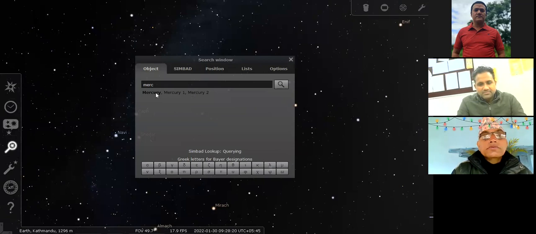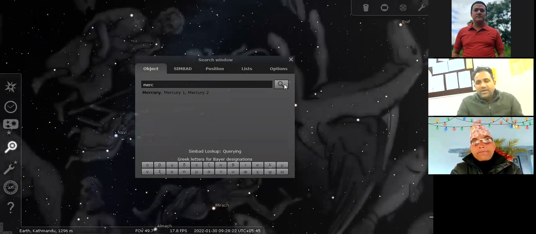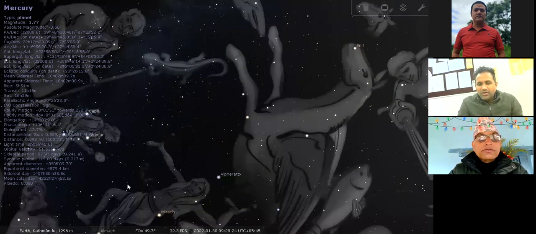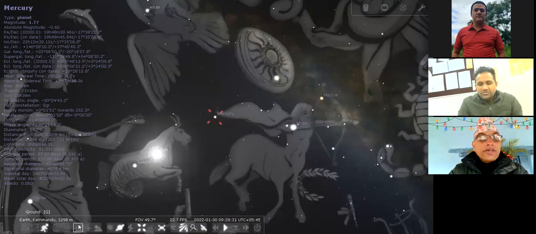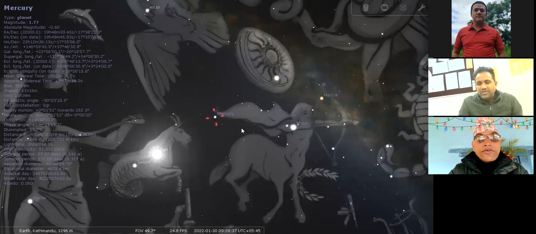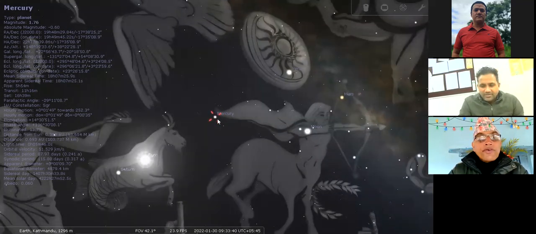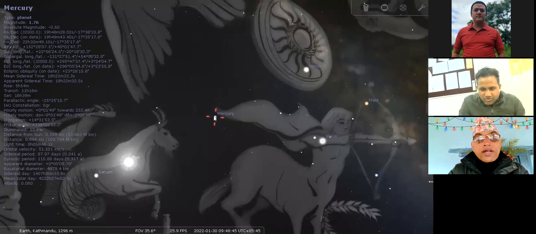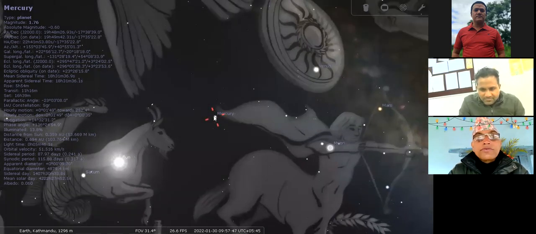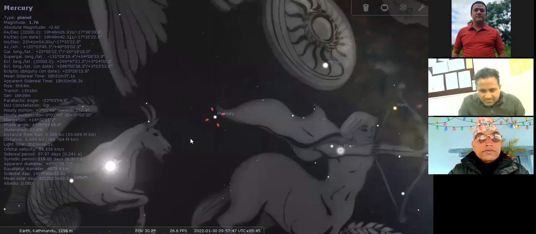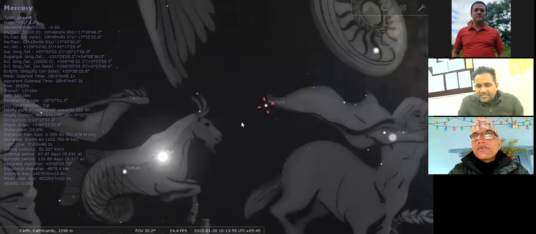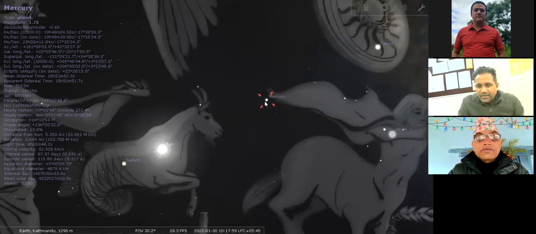When I search for Mercury, this is the position of Mercury, but I'm not able to see it because of the Earth. So suppose I remove the Earth, and this is Mercury. Look at this one. This is Mercury. When I zoom it out, so you can see this. This is the sun. This is Mercury, like this one.